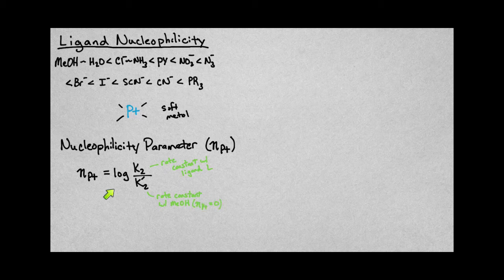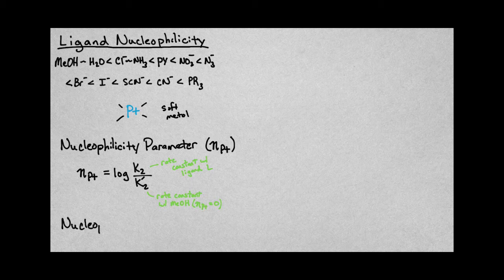Based on this definition, the nucleophilicity parameter for methanol ends up being 0, because by definition you'd be taking the log of K2 prime over K2 prime, which would be 1, and the log of 1 is 0. So you'd get our lowest standard for methanol, the eta platinum would be 0.